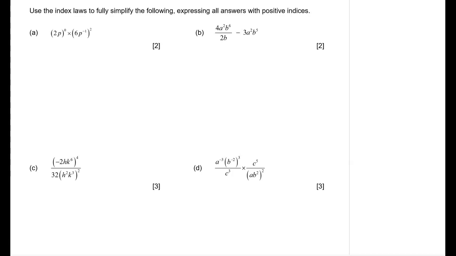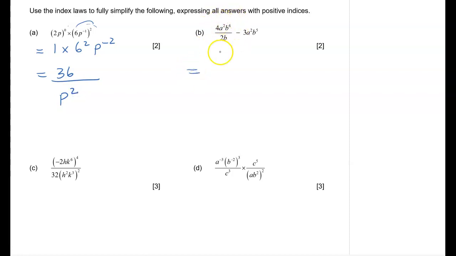So with this first one, we should recognise that (2p)^0 is equal to 1. Anything to the power of 0 is 1. The 6 gets raised to the power of negative 2, and the p also becomes p to the negative 1. Multiplying those powers, that becomes p to the negative 2, leaving us with 6 squared, which is 36. And if we write this with a positive indice, that's got to be divided by p squared.